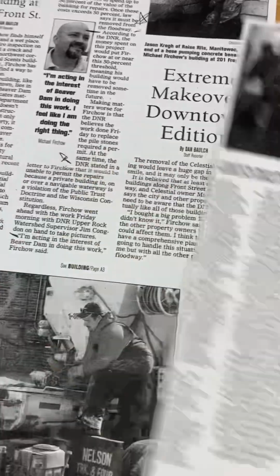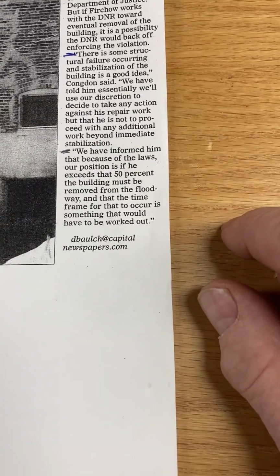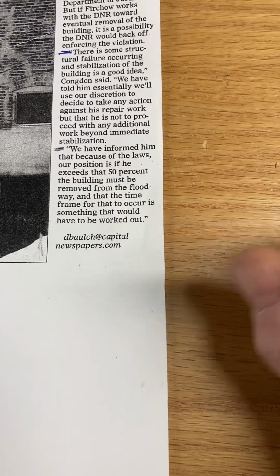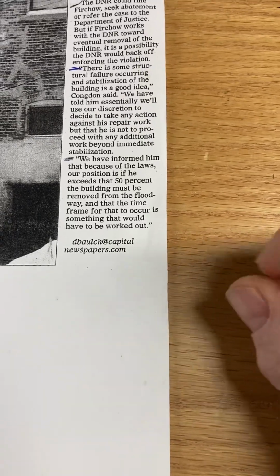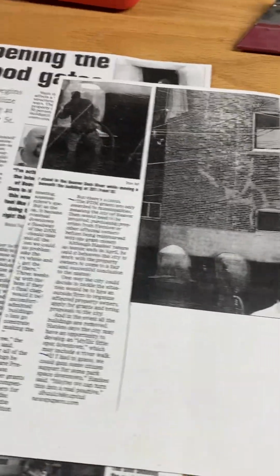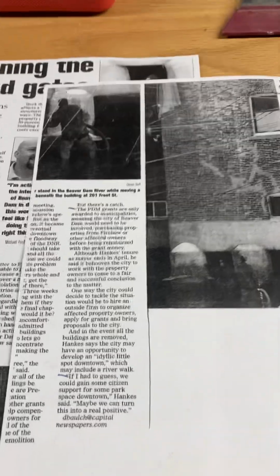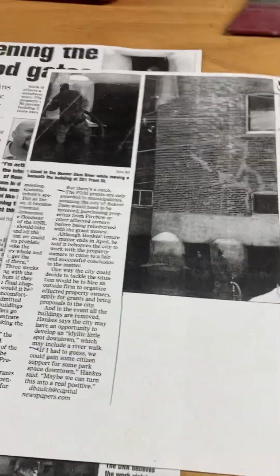Yeah. But now, before that, they said he couldn't do anything. They're just all over these cronies. We have informed him that because of the laws, our position, if he exceeds that 50% of the building, must be removed from the floodway in the time that's occurred. Now, I showed you, like I said, it's important if you watch all the other, excuse me for getting upset, but this is insane. You know, everybody in town that owns property. I don't care if you're one of the cronies in town, live in town. You might want to think about this too, because this is the criminal element of the DNR.